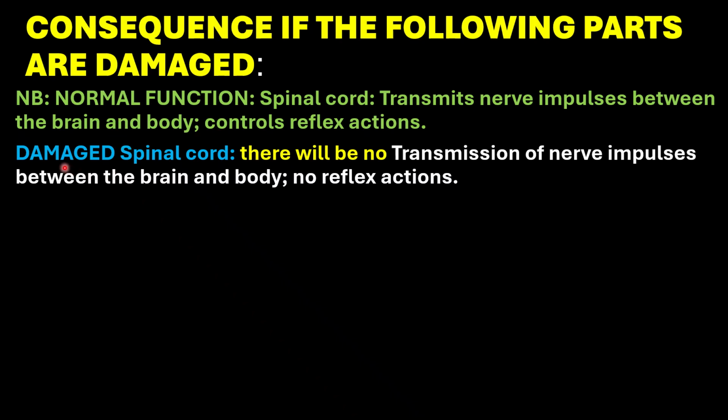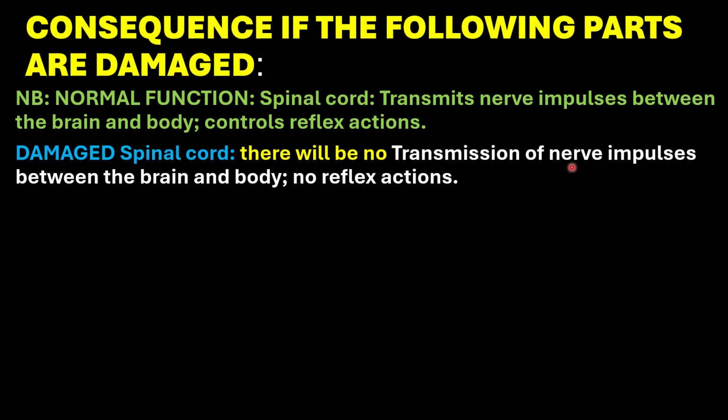So what would be the consequence if the spinal cord is damaged? Now, this is what you do. You take the functions again, you write the same functions, but then you have to insert the words, there will be no, and then you continue. If you don't bring in the words and you just write the functions, you are going to be wrong. To explain the consequence of a damaged spinal cord, you just insert the words, there will be no, then you continue with the normal functions.